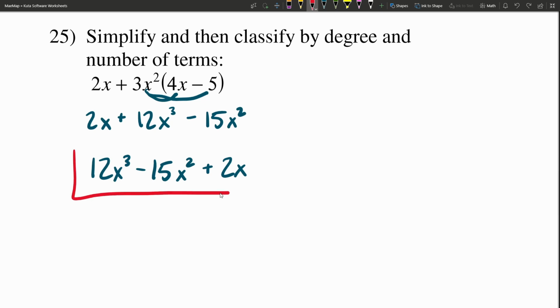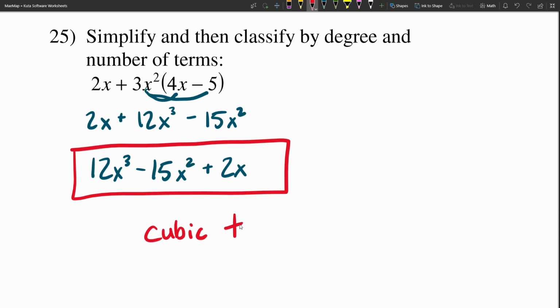And what we have here is our polynomial, but we need to classify it by both degree and number of terms. Well, the highest degree is that degree of 3, so we know that it's cubic. And what else? It has 3 terms. So we know that this polynomial is a trinomial. So it's a cubic trinomial. And that's our last and final solution on this worksheet.